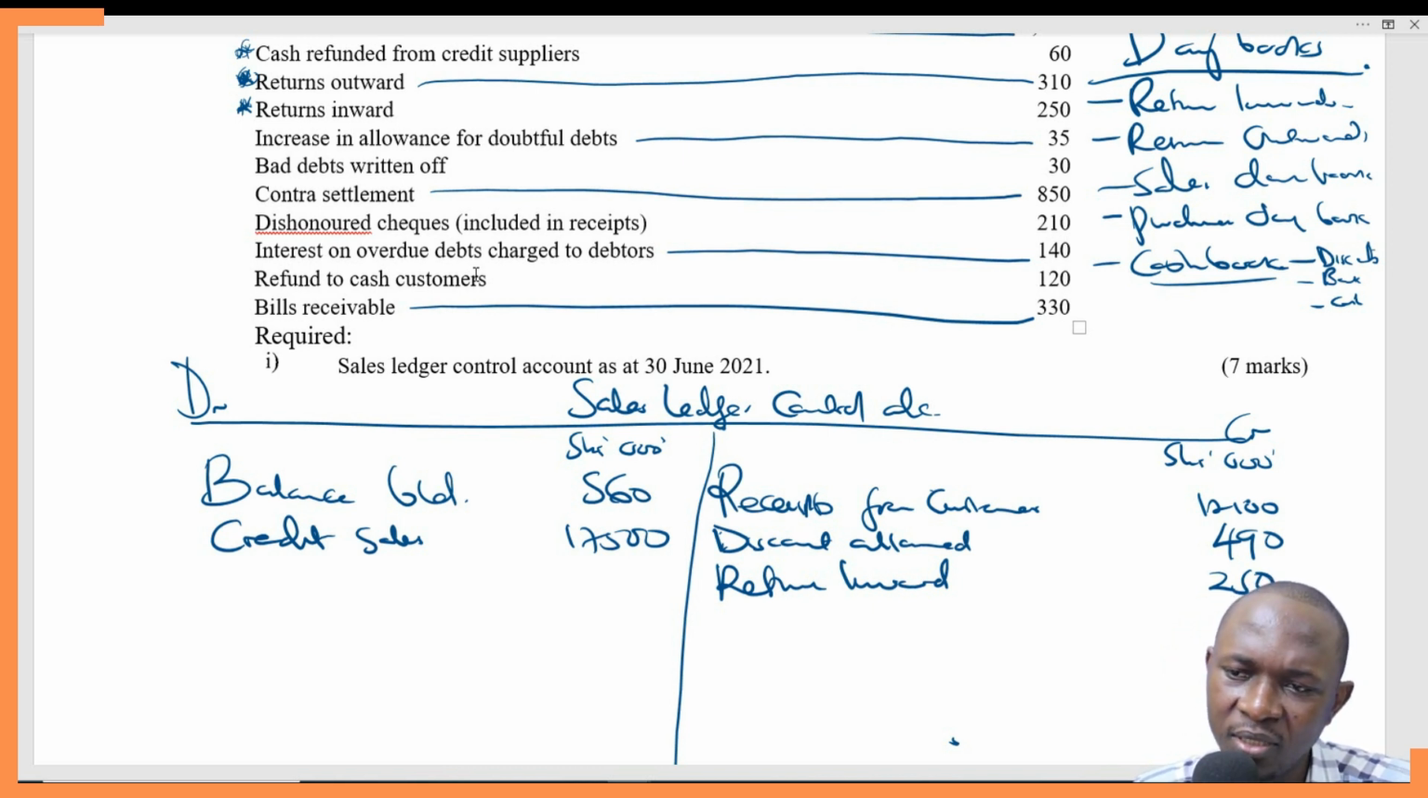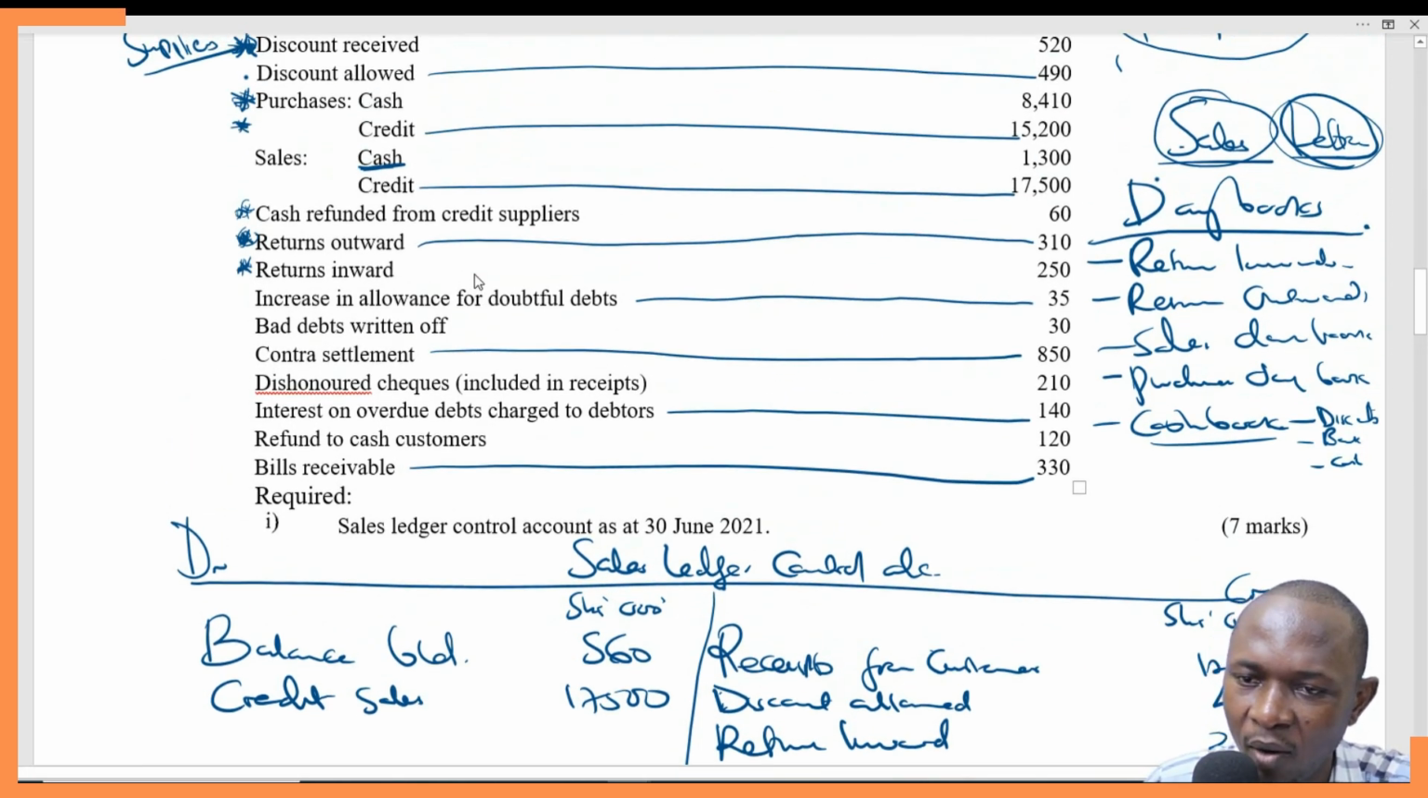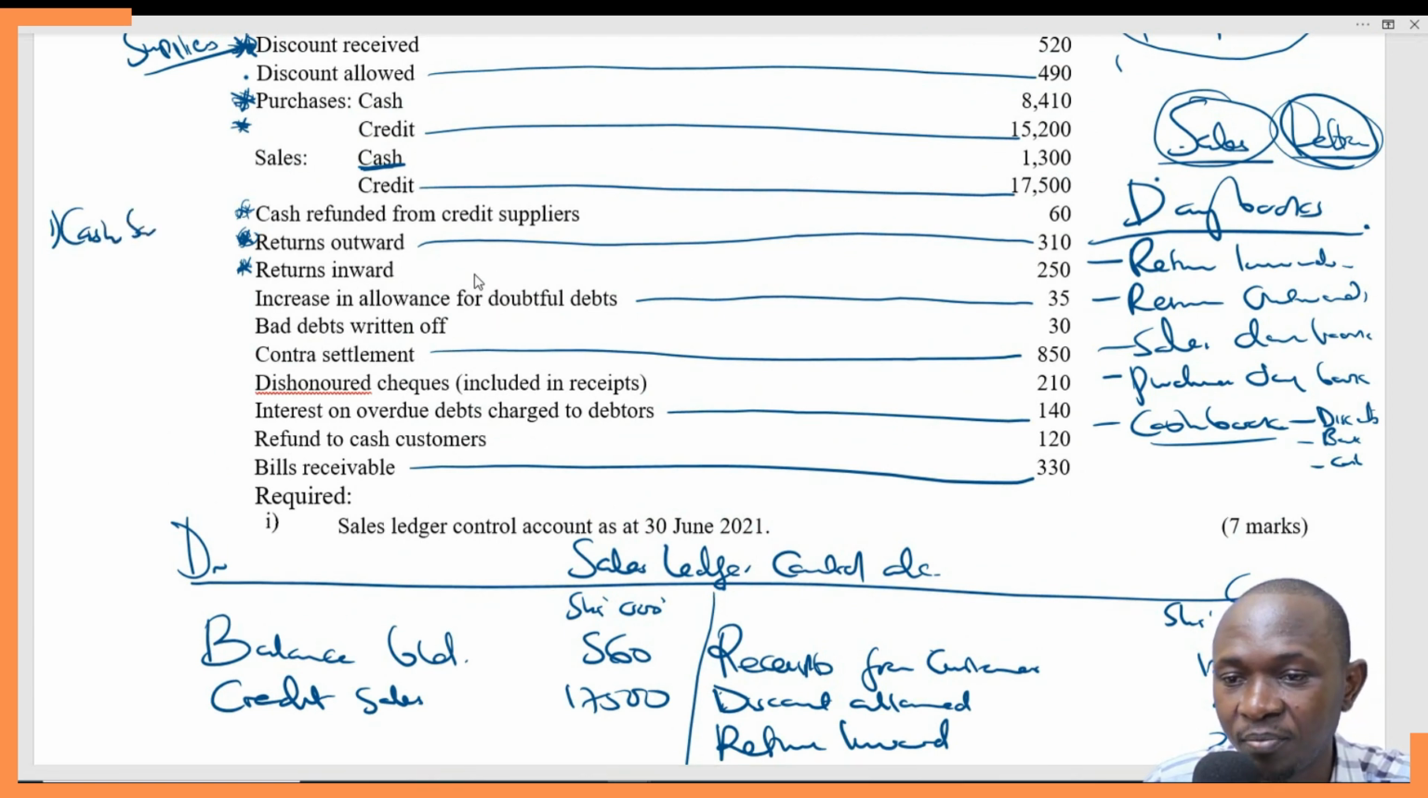Then we have increase in allowance for doubtful debts. Anything, whether increase or decrease, doubtful debts, that one doesn't have space in the ledger control accounts. What doesn't have space in the ledger control accounts are, number one, cash, either cash sales or cash purchases. It should not be entered in the ledger control accounts.